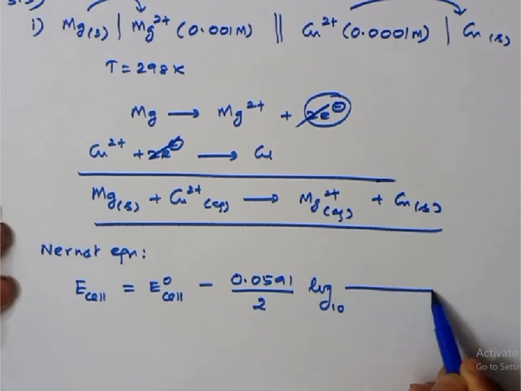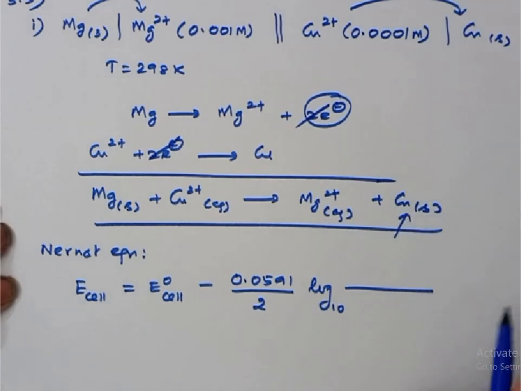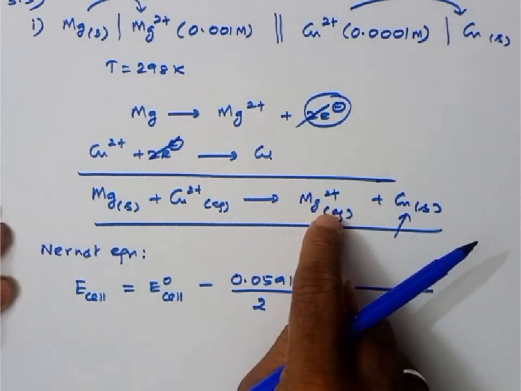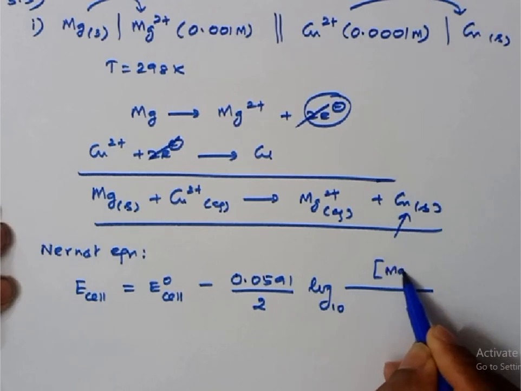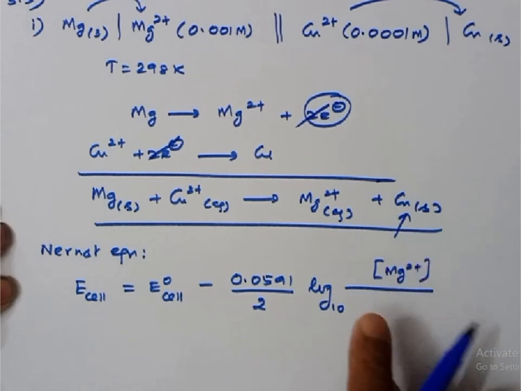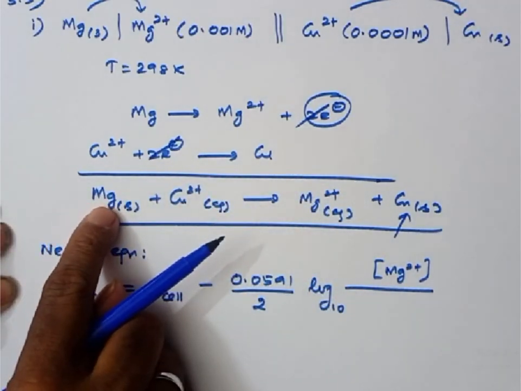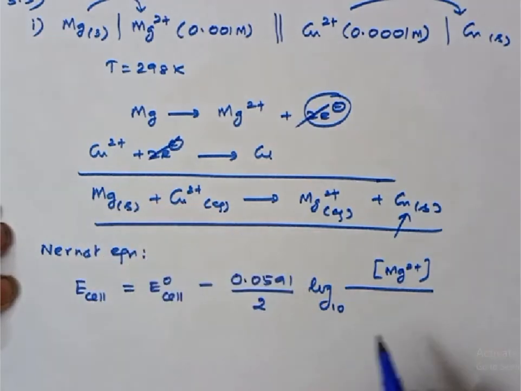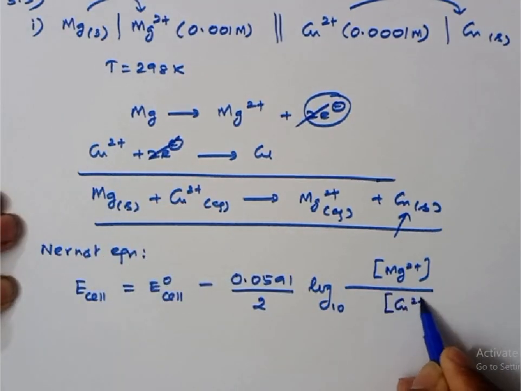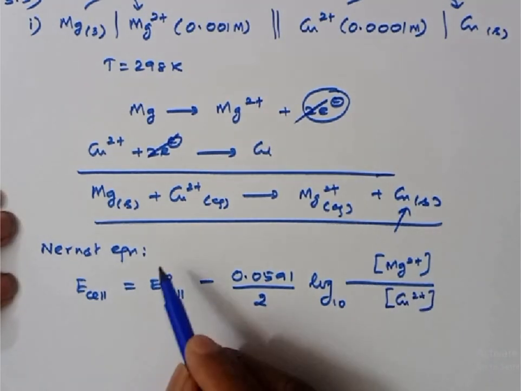Product concentration, let me go to the product side. If any substance is given as a solid, its concentration is 1. You need not worry about that, and you should consider only the ions, right? So the concentration of magnesium ion divided by, in the denominator we should consider the reactant, and the reactant magnesium is solid, so its concentration is unity, you need not consider this. And for cupric ion we should consider the concentration of cupric ion. Okay, so here you require E naught cell.